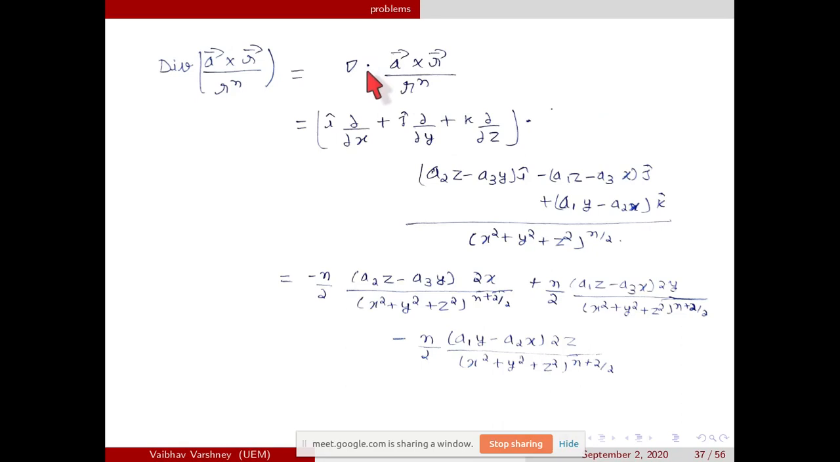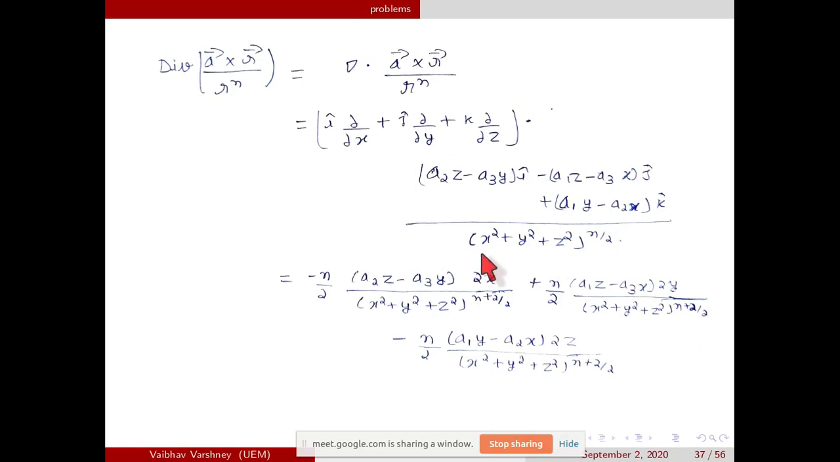Now we have to do the divergence. So this is the del operator, and this is A cross R upon R की power n, which we calculated. When you apply divergence, del by del x operates only on the i part, y on the j part, and z on the k part. Let's check one by one. This operates on this. See, the numerator doesn't have any x term, it has z and y. So we don't have to do the derivative of the numerator, we have to do the derivative of only the denominator.